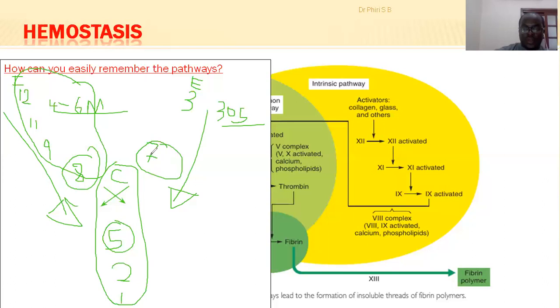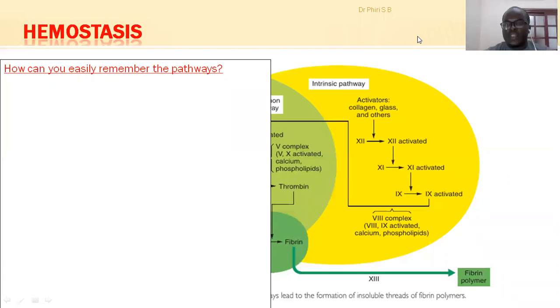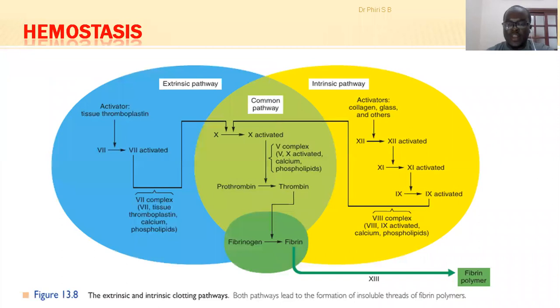Okay, so we proceed. That's how you'll be able to remember the extrinsic pathway and the intrinsic pathway. So it's very easy. Now just summarizing everything.